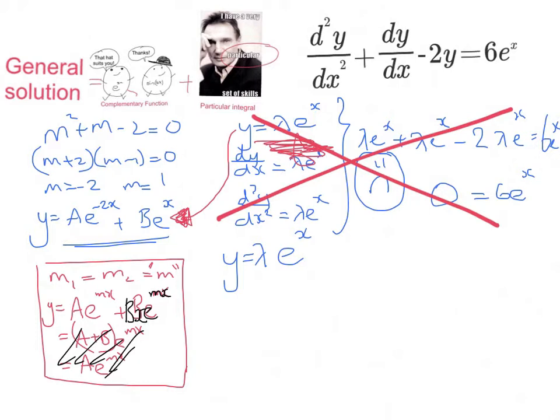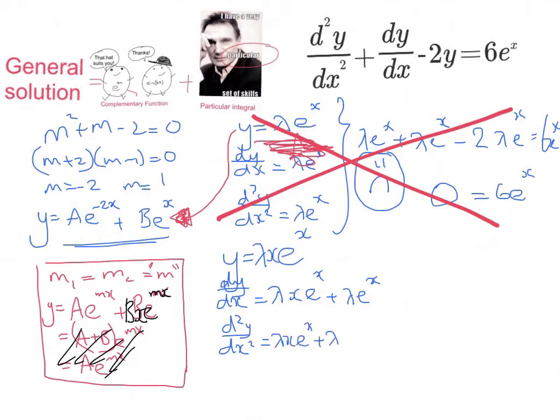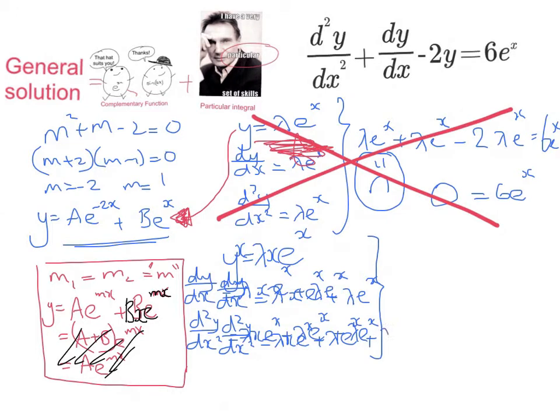If your PI, this is really important, if the PI that you want, the particular integral that you would start with, that would normally work, if that's in the complementary function, then it's not going to work, which means you need to multiply by x, okay? You need to pull it away from the complementary function. Right, let's go again. Dy by dx equals, oh, now we need the product rule. So lambda x e to the x plus lambda e to the x. And then the second derivative is going to equal lambda x e to the x plus lambda, I had to use the product rule twice, plus another lambda e to the x.